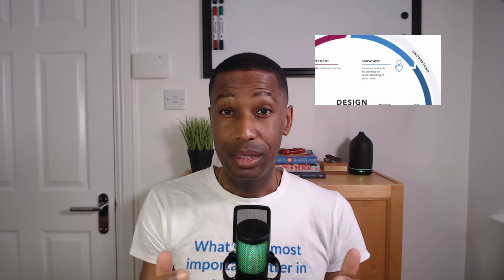Now, the best way to use methods is by applying them during the right stage of the process. For example, during the empathize phase of design thinking, you might use user interviews, surveys, or ethnographic studies. While during the test phase, you'd conduct a usability test to see how real users interact with your prototype.